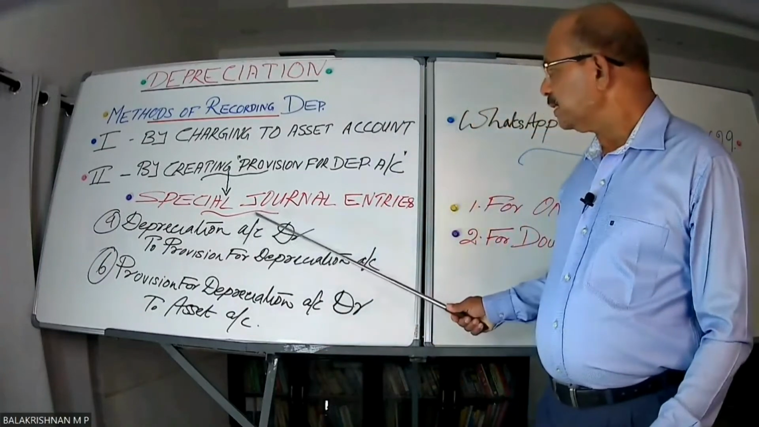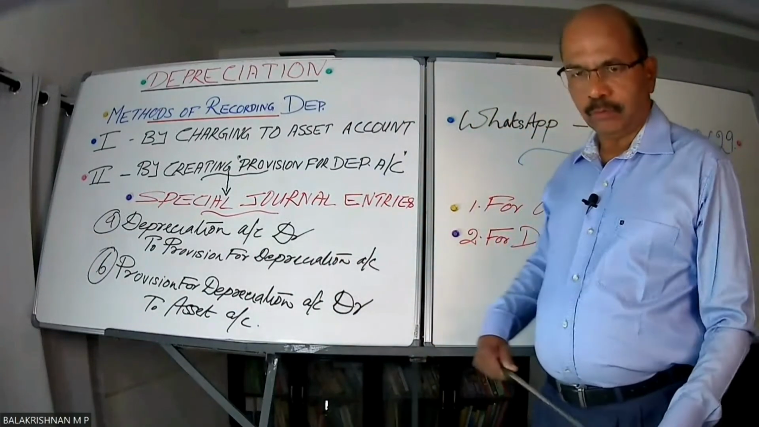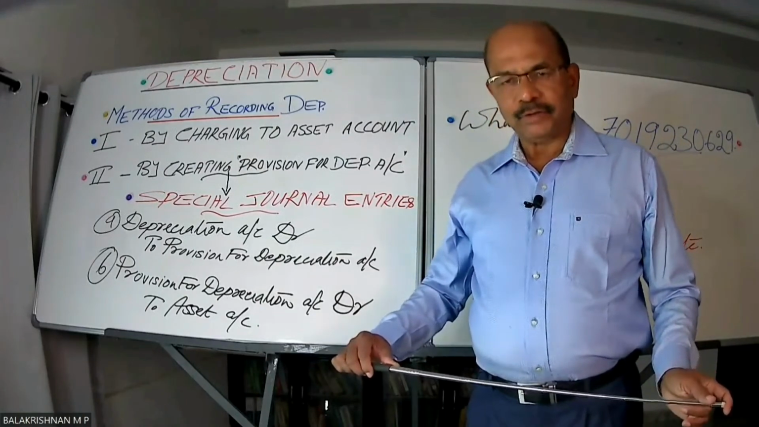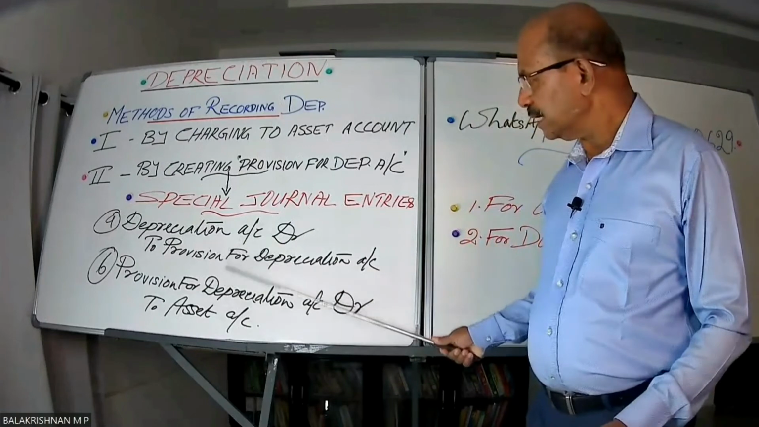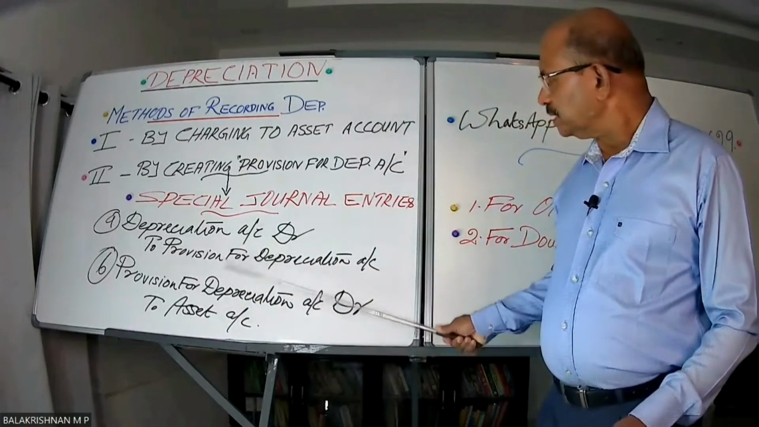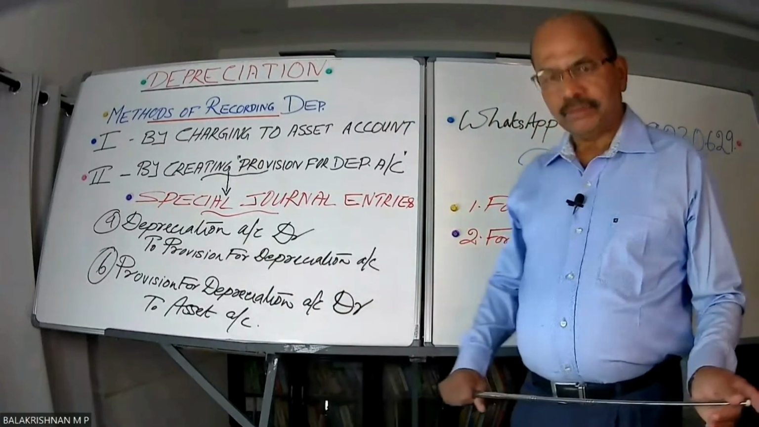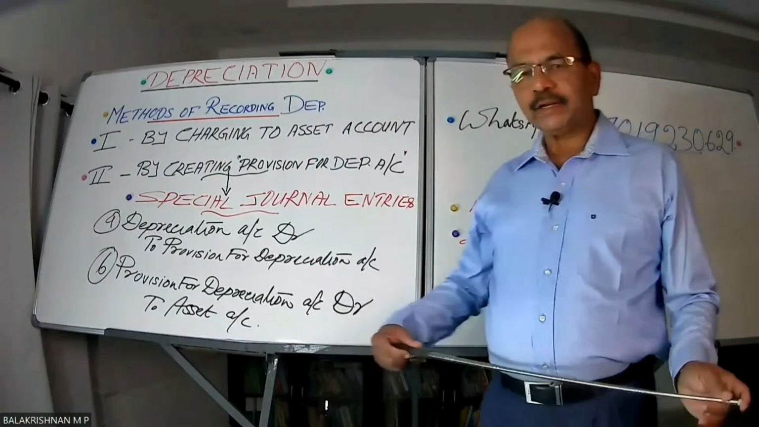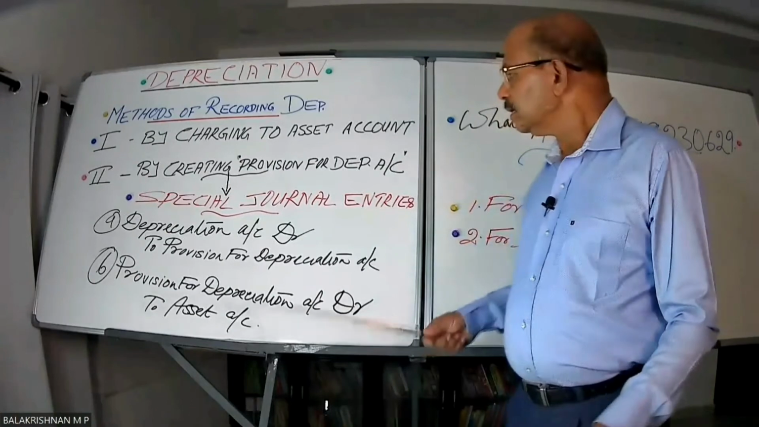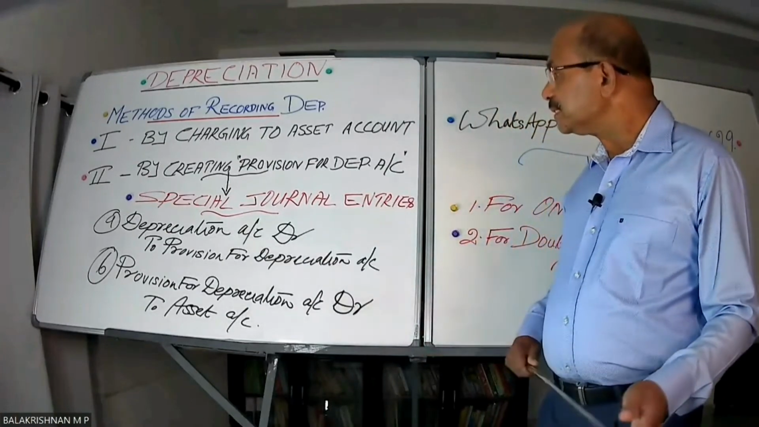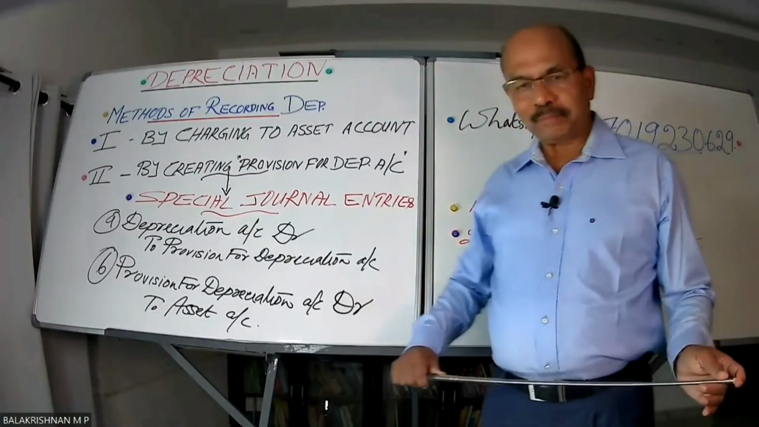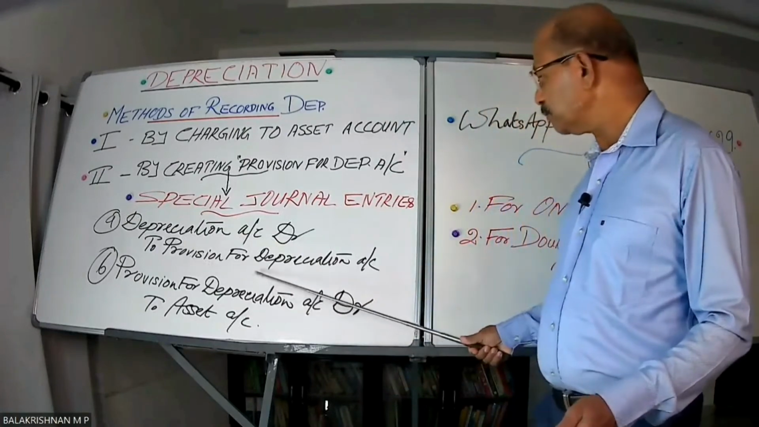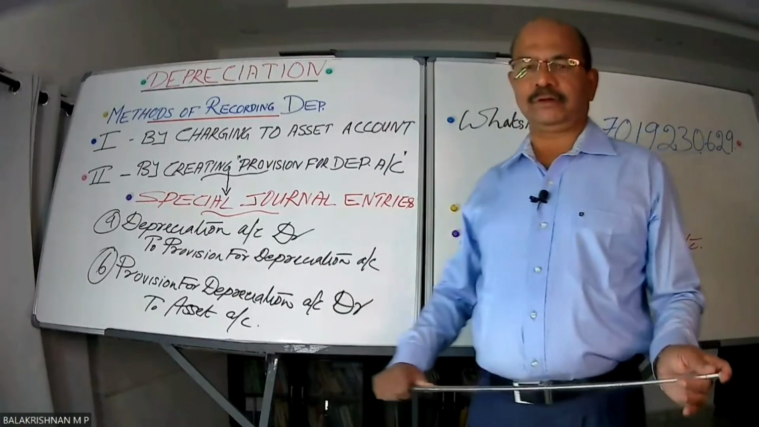So please make these 2 journal entries very thorough. More you will learn in the sharing section immediately following. Just keep these 2 essential entries. These are the specialties of this provision. First, for charging depreciation, what was the entry all along? Depreciation to asset. It will be replaced by depreciation account debit to provision for depreciation account. So provision comes into the picture. The credit will be given to provision for depreciation account instead of the asset account.